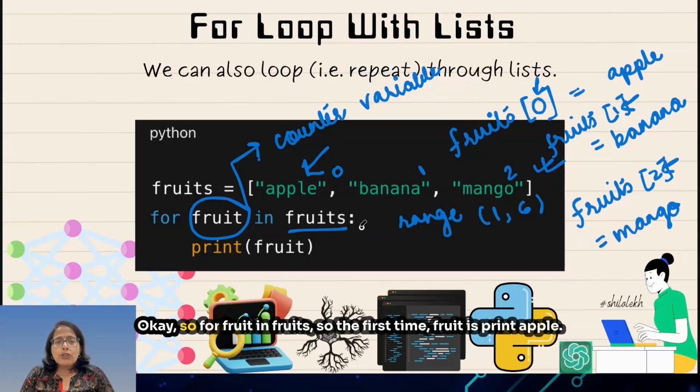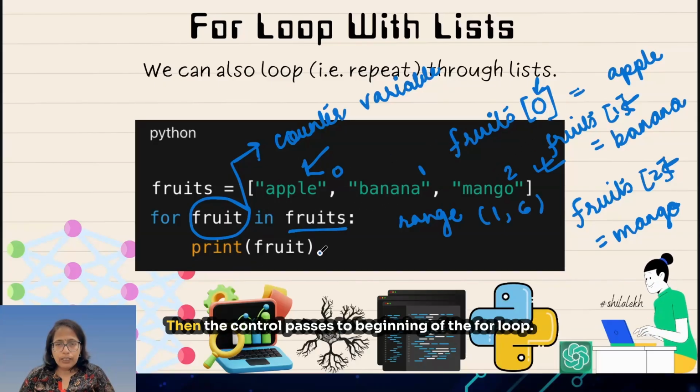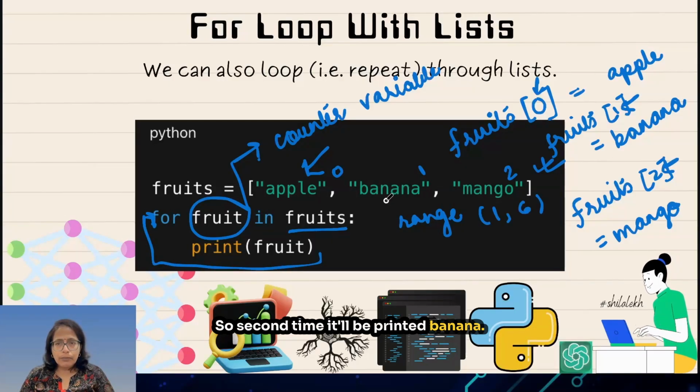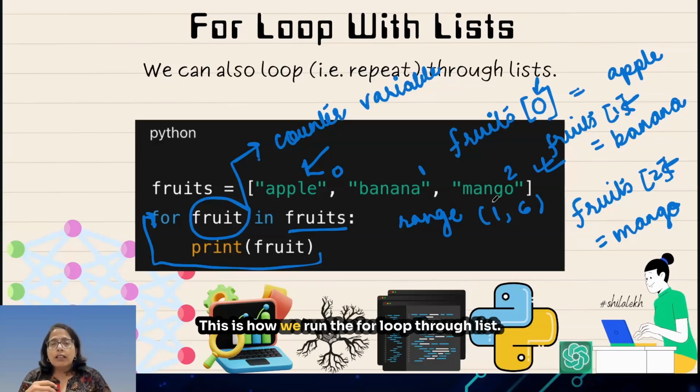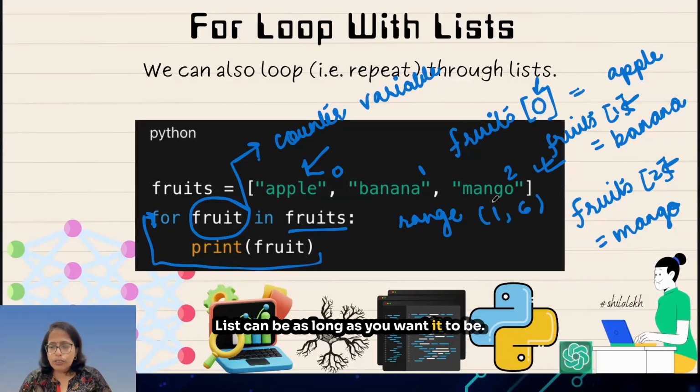Okay, so for fruit in fruits, the first time fruit is printed, apple, then the control passes to the beginning of the for loop. So the second time it will be printed banana, and then the third time it will be printed mango. This is how we run the for loop through a list. A list can be as long as you want it to be.